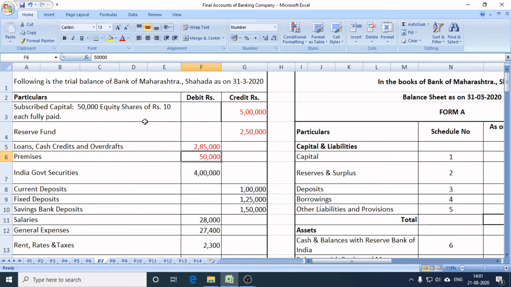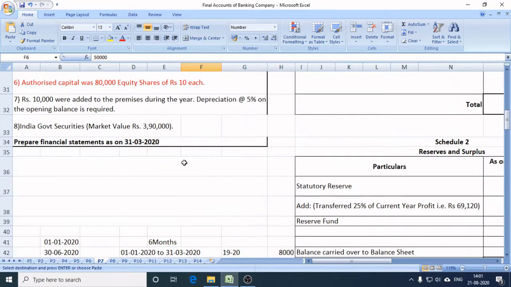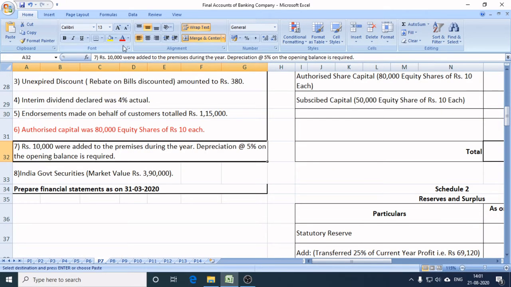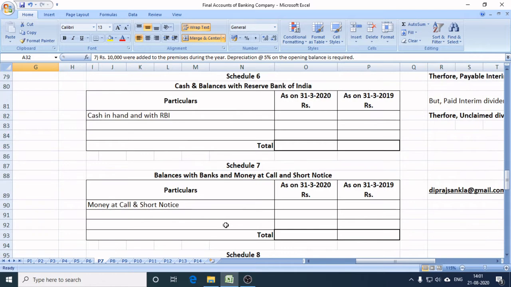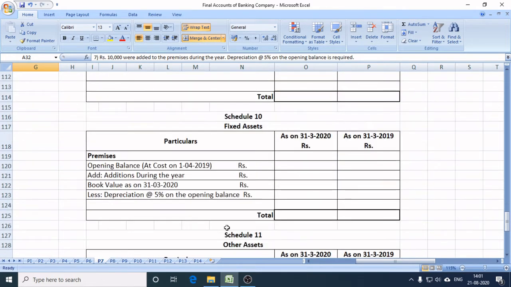Now we all know that in the trial balance we get the closing balances of the ledgers of the different accounts. So the closing balance of premises is 50,000, and as per adjustment number 7, we have to charge depreciation at the rate of 5% on the opening balance. Now the question is, what is the opening balance of the premises? Read the first sentence of adjustment number 7. According to this sentence, rupees 10,000 were added to the premises during the year. On the basis of this we can say that the opening balance of premises is rupees 40,000. So schedule number 10 here.